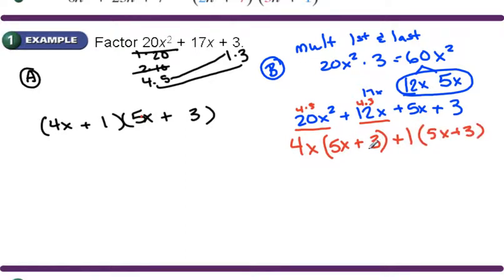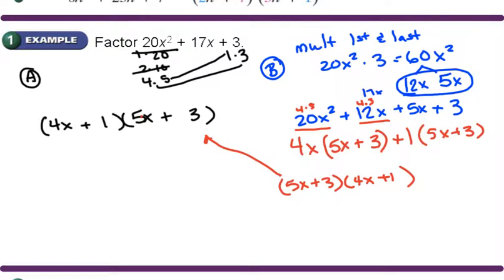Now, the goal is to have these two that are in the grouping match, and they do, so I'm going to factor that out, 5x plus 3. And if I factored this out, I would be left with 4x plus 1. So we have 4x plus 1. And you'll notice these are the exact same, just the first term comes second in this one, and the second term comes first in. So it's the same thing, okay?